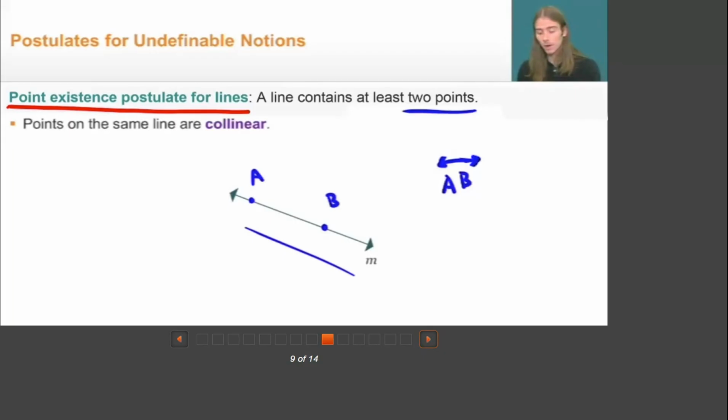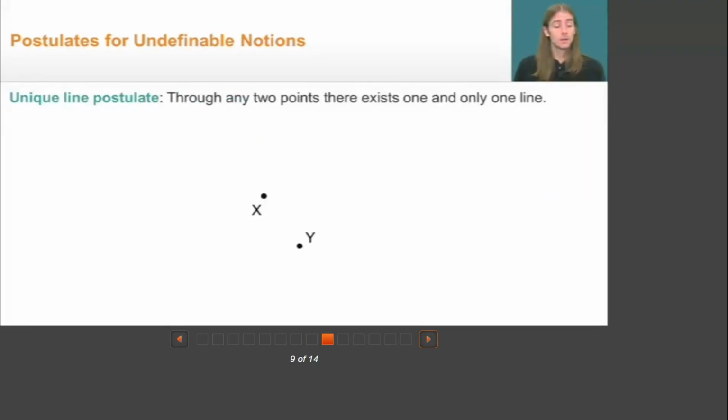Or, as I already said, we can also use that italicized lowercase m or other such letters to represent the line. There's another important word to know here, and it's the word collinear. 2 points, or any number of points really, that are on the same line are called collinear points. There's another postulate that's kind of related, it's the converse almost, and it's called the unique line postulate. This postulate says that through any 2 points, there exists one and only one line.